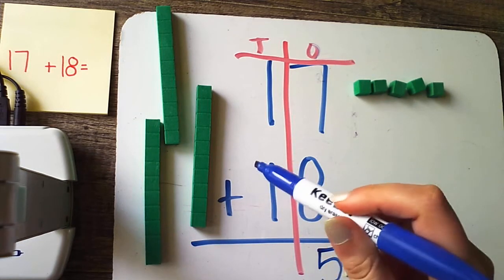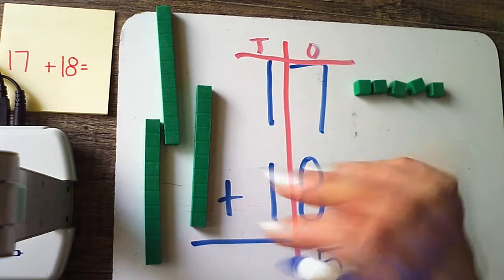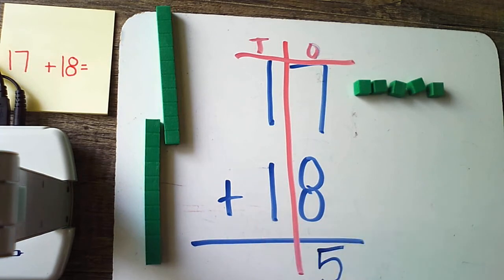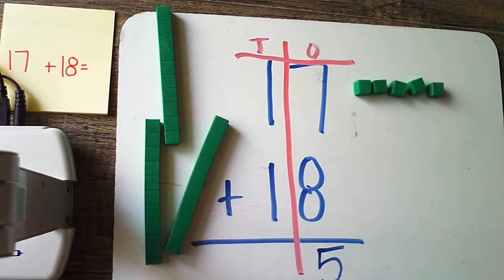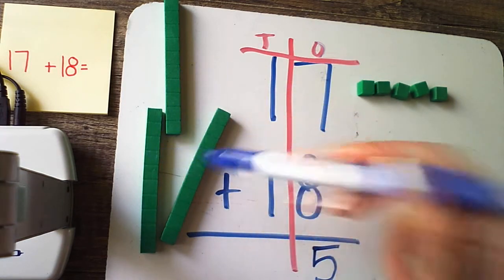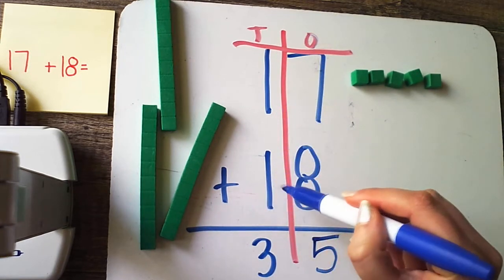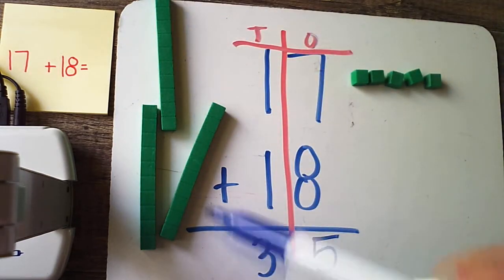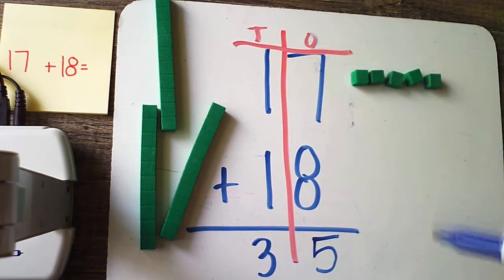Now I'm going to look at what I have in my 10s column. Am I adding 1 10 plus 1 10 and that's it? No. Remember, we had 1 10 from 17, 1 10 from 18, but I regrouped all these ones and traded them for a 10. And I have to count that 10. So now I have 1, 2, 3 10s. So 17 plus 18 is 35. And if I go ahead and count my 10s and ones all together, it will be 35. Here we go. 10, 20, 30, 31, 32, 33, 34, 35.